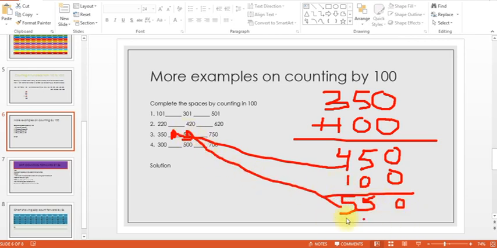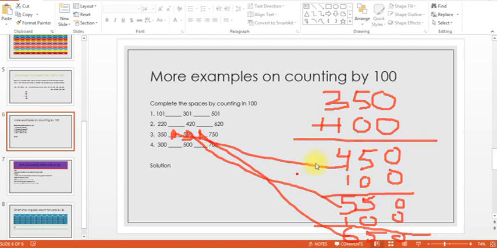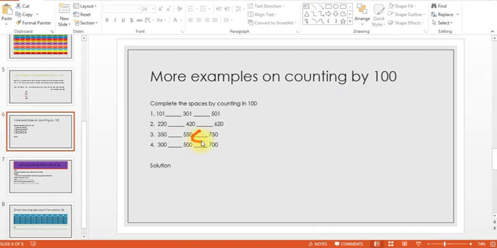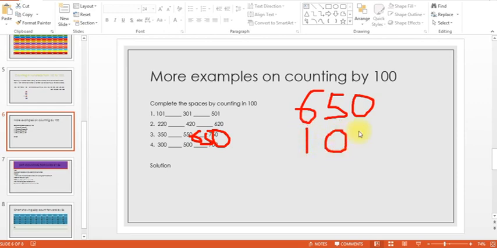Okay, so let's add 100 to this to get this space. So there, 0, 5, and 6. So the answer for this space here is 650. Are you clear? I hope you are getting it. So here is 650. That's what we had, 650. Now let's add 100 to it and see whether you get the last number, which is 750, whether that number is correct according to how they counted by 100.